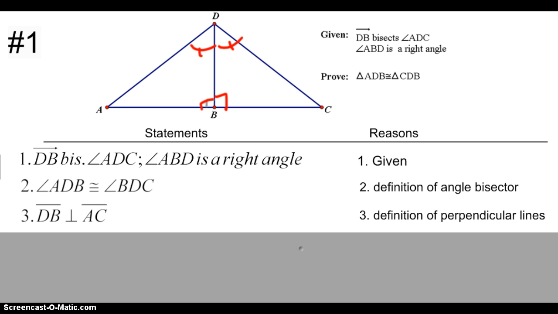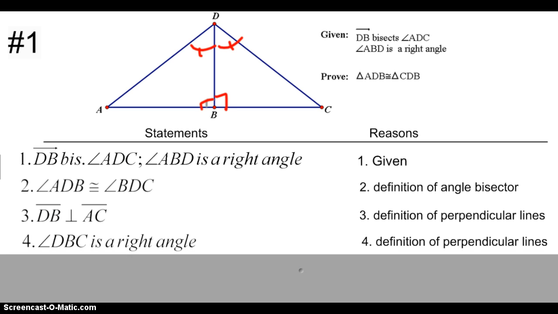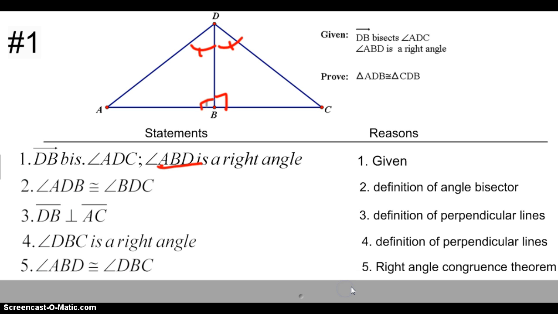So, by the definition of perpendicular lines, we would say that segment DB is perpendicular to segment AC. We know it's a right angle, right? So if an angle is a right angle, then its sides are formed by perpendicular lines. And then if those lines are perpendicular, we know that angle DBC is a right angle. Same reason, definition of perpendicular lines. And if we know we have two right angles, so ADB is a right angle and DBC is a right angle, then we know that those angles are congruent by the right angle congruence theorem.